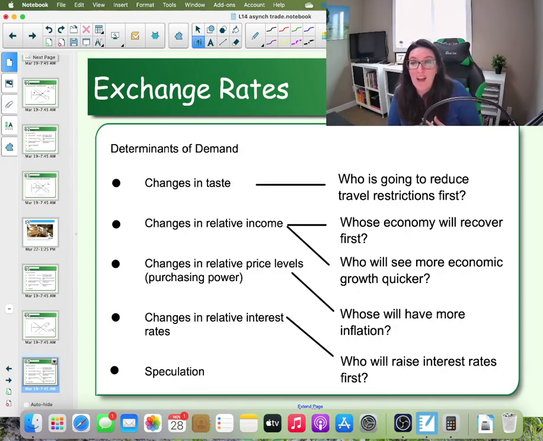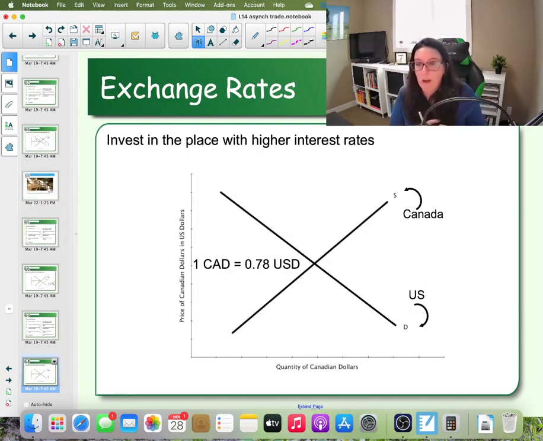So we know that when there's inflation, we change interest rates to help fight off that inflation. And it's the relative interest rate between Canada and the US, so when we compare those rates of return, that will also impact the Canadian dollar. So we have to talk about who we think will raise interest rates first, and that will tell us what's going to happen to the exchange rate.